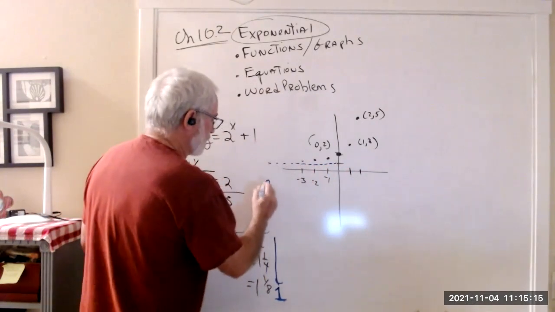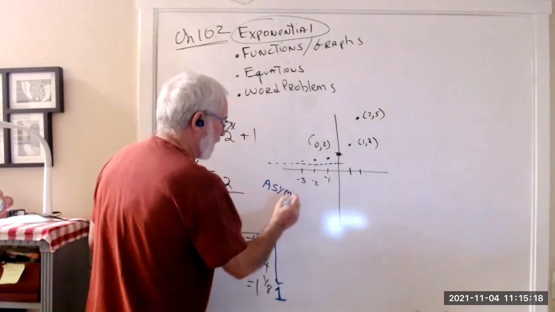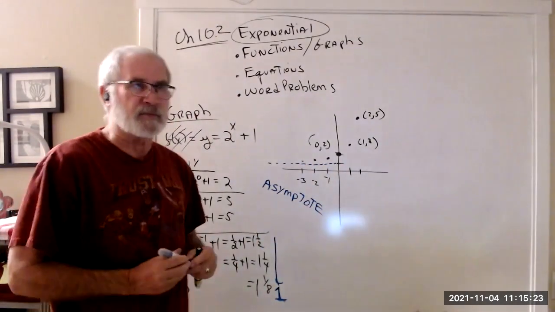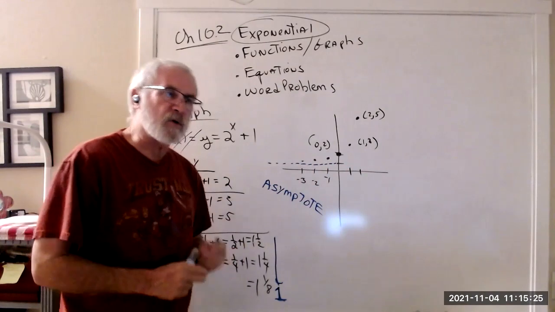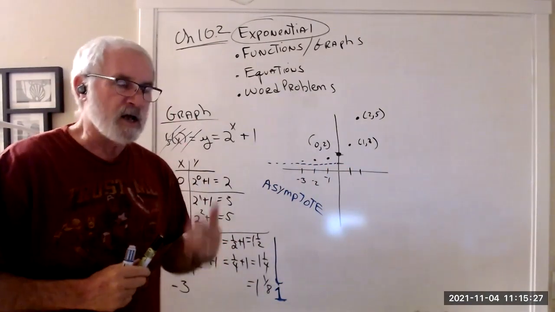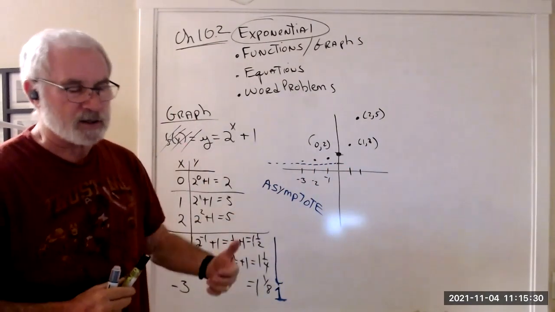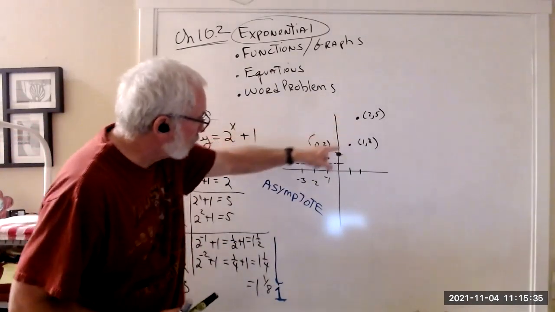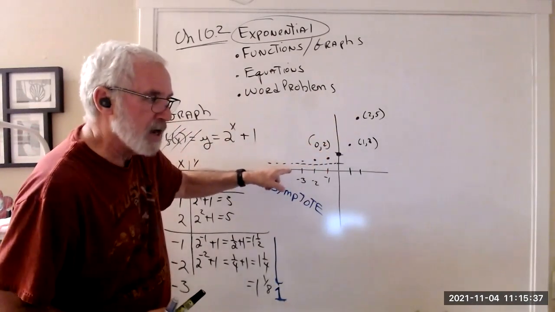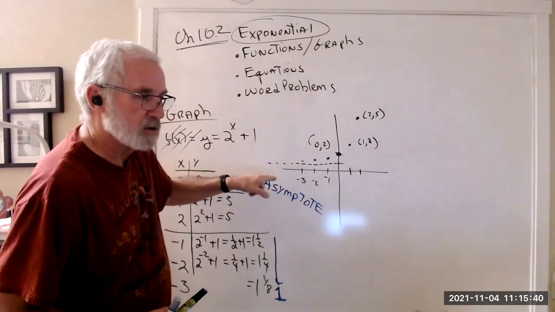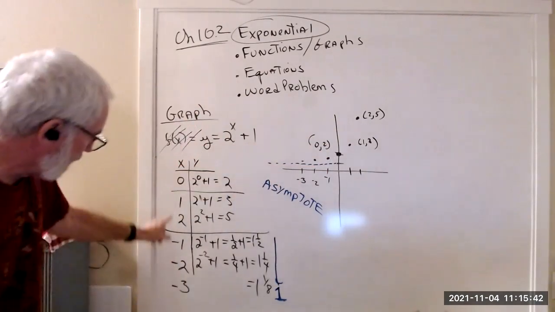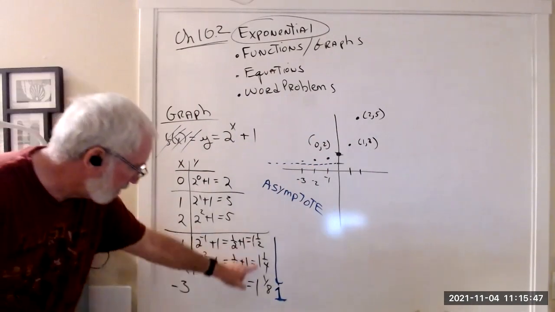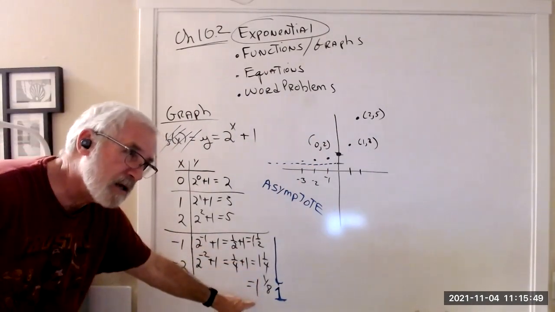This is called an asymptote. Our graph has an asymptote. An asymptote is a boundary line that the graph cannot cross. It's coming down towards that asymptote, but never quite touches it. Okay. No matter how negative x is, this number will always be a little bit bigger than 1.